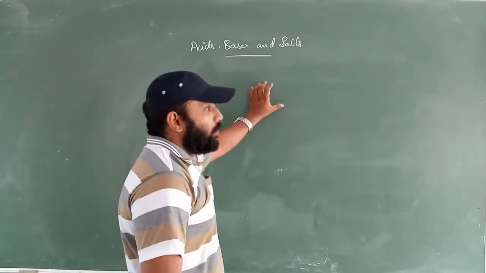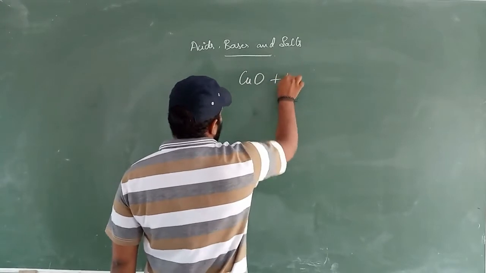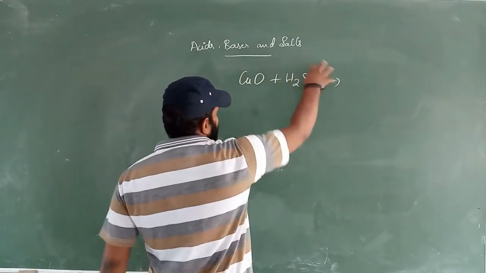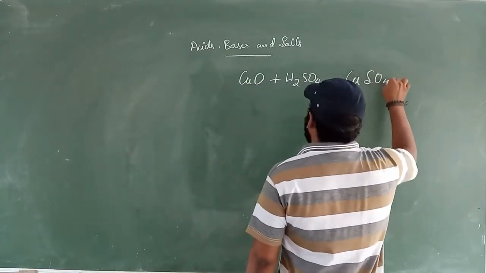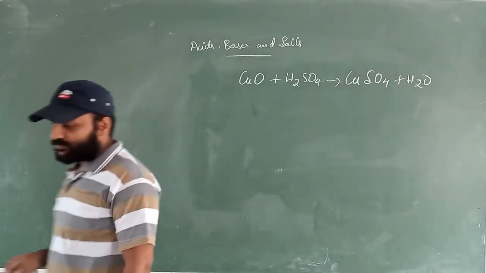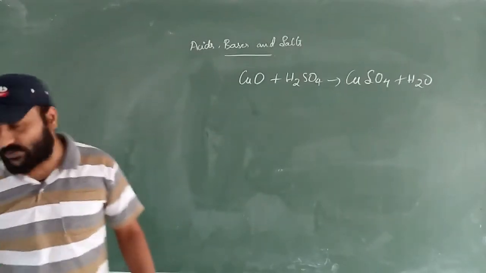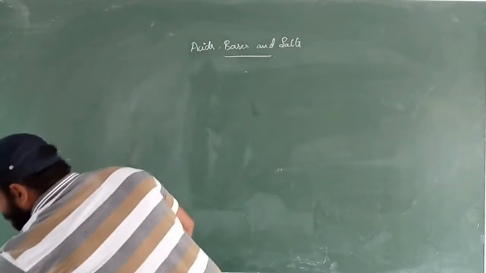That is for HCl. If you take one more example, if you react CuO plus sulfuric acid, H2SO4, what will you get? Cu reacts with SO4. You will get CuSO4 plus H2O, copper sulfate. Understood? So this is about the reaction of acid with metal oxide.